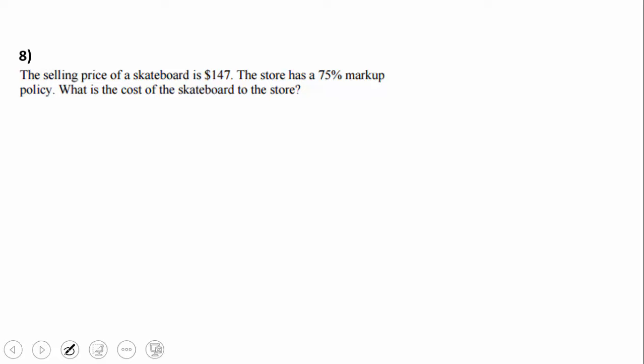All right? Ladies and gentlemen, the selling price of a skateboard is $147. The store has a 75% markup policy. What is the cost of the skateboard to the store? All right, so once again, we know that the part is equal to the percent times the whole. We want to find the whole. This is the cost to the store.